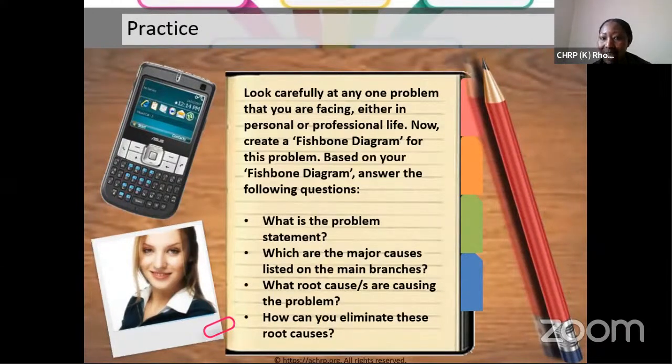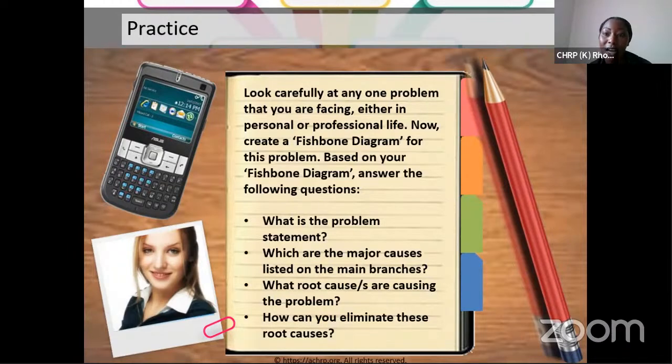Now create a fishbone diagram for this problem, and based on your fishbone, answer the following questions. What is your problem statement? What is it that is causing you to not operate at the optimal level or achieve the goals that you had set, maybe at the beginning of the year? And what are the major causes listed in the main branches that you have?